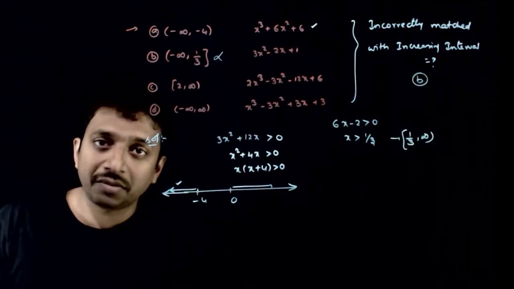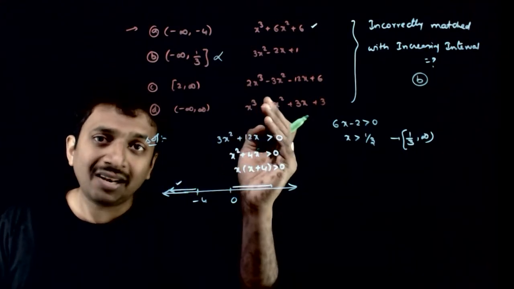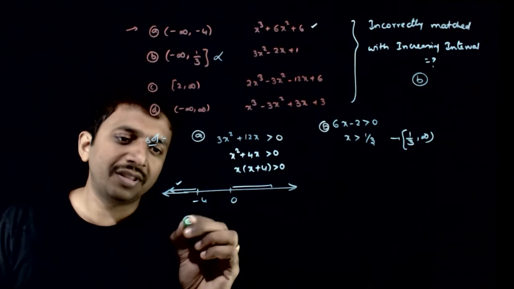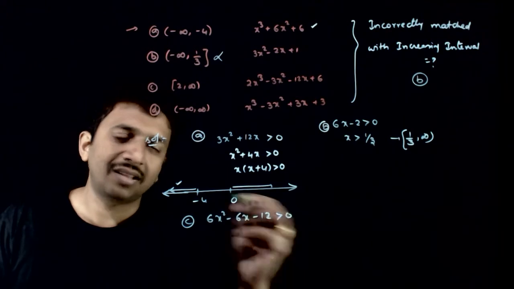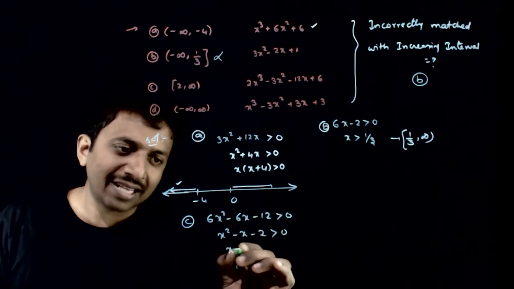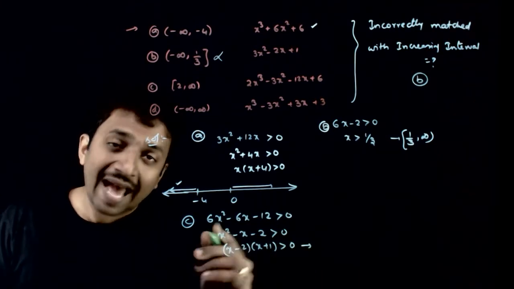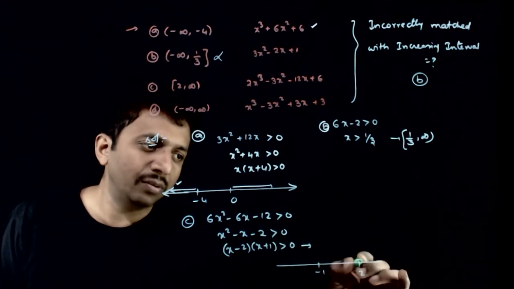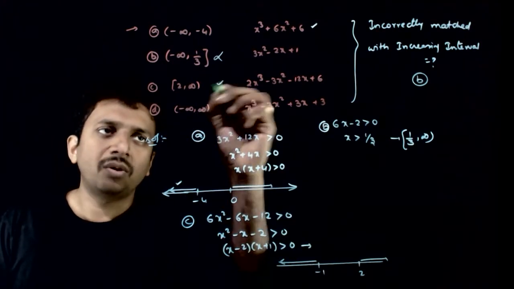But let us check the other options also. If you take the third option, if this is f of x, if I want the increasing interval, again I'll differentiate this and equate it to greater than 0. So 6x square minus 6x minus 12 is greater than 0. So x square minus x minus 2 is greater than 0. That is x minus 2 into x plus 1 is greater than 0. So x has to lie outside minus 1 and 2. So 2 comma infinity is okay for this.